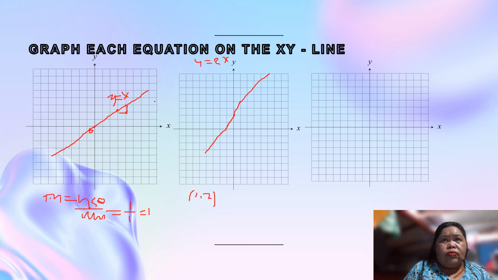Okay, now if we are going to get the slope of this, we have 1 and 2. So x is 1, the run, and the rise is 2. If we're going to get the slope, that is 2 over 1, because it's rise over run. The slope is 2.